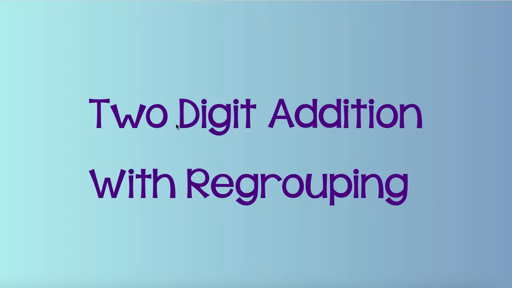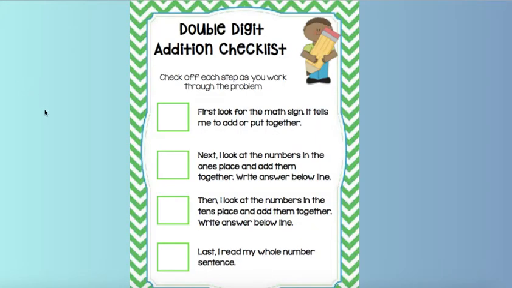Everybody, we're going to work on two-digit addition with regrouping. To get started, the first thing I want to do is review a double-digit addition checklist. You can pause the video here and print this out, or just copy the steps over onto your own piece of paper. You can use this checklist as you go along to complete your addition problems. So let's get started.